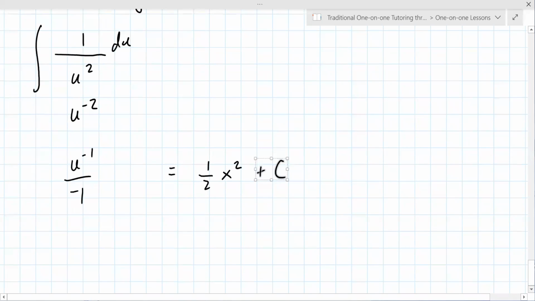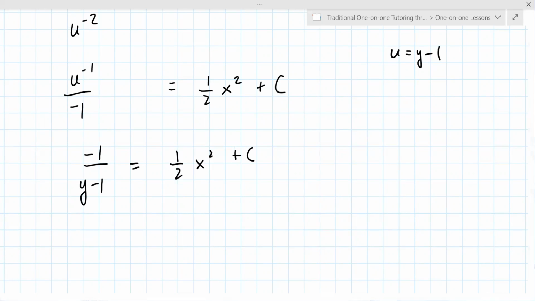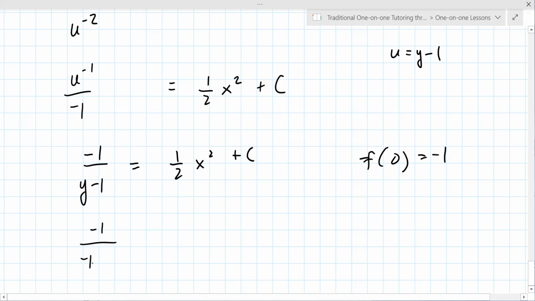Now on the left, this simplifies to -1 over u, but what was u? U was y minus 1, equals 1/2 x squared plus c. Let me plug in the number. You were given this, you were told f of 0 equals -1. So that means y is -1: -1 over -1 minus 1 equals 1/2 times 0 squared plus c.